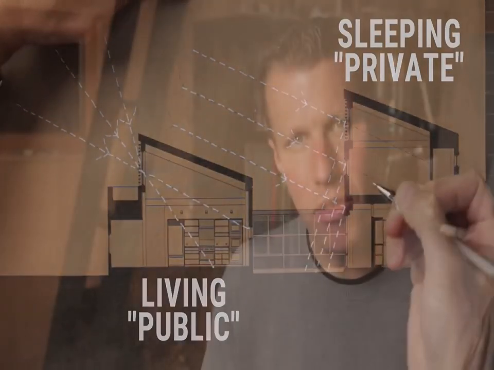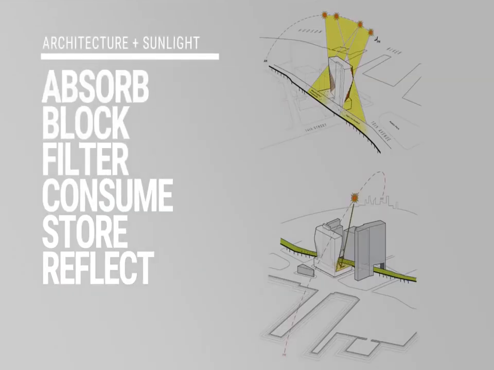So I'd encourage you to think about a diverse range of uses when it comes to sunlight and how it interacts with your architecture. How can you exploit it, understanding that buildings can absorb, block, filter, consume, store, and reflect sunlight?